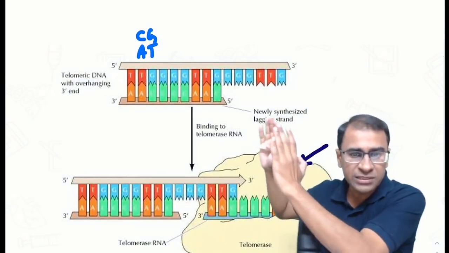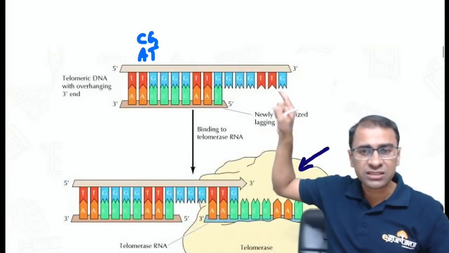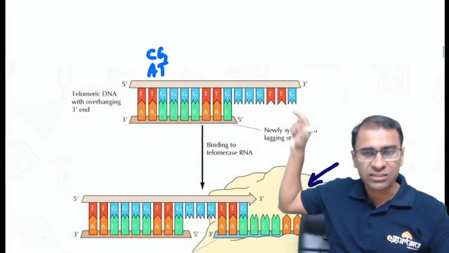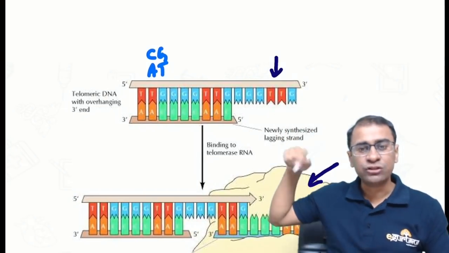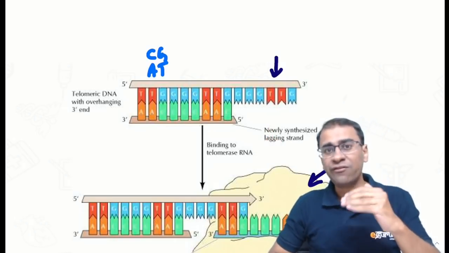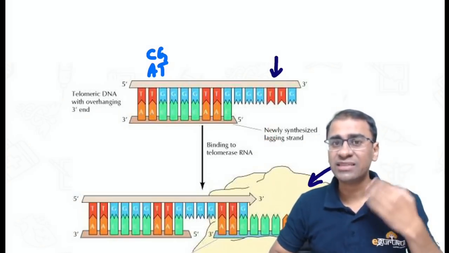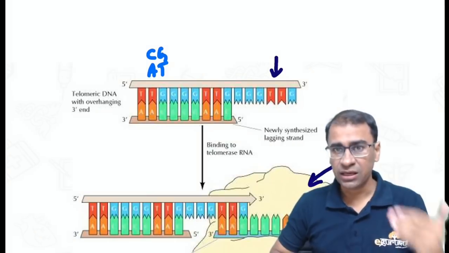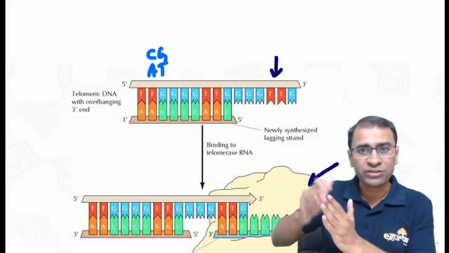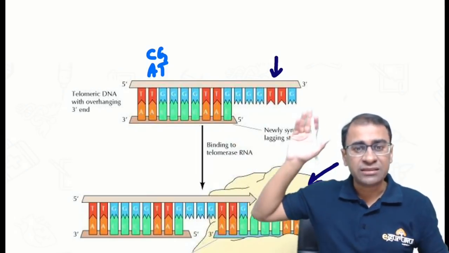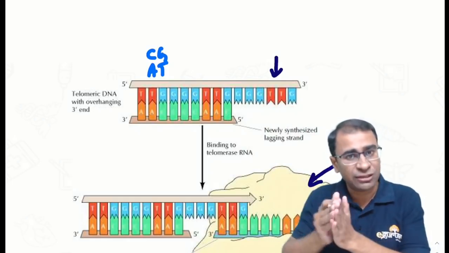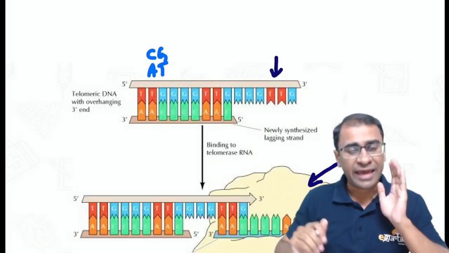So if the chromosome is like this, the ends are just increasing. Like this is overhanging. Look, these are overhanging ends. These overhanging ends are often recognized by our own body as DNA breaks. So our body will always try to repair it. But actually, this is not to repair. It is actually to maintain the chromosome length.